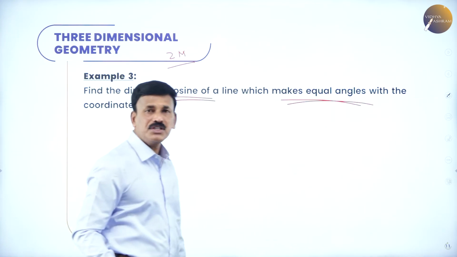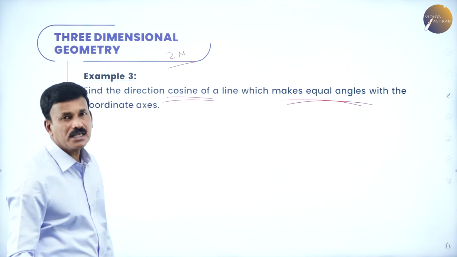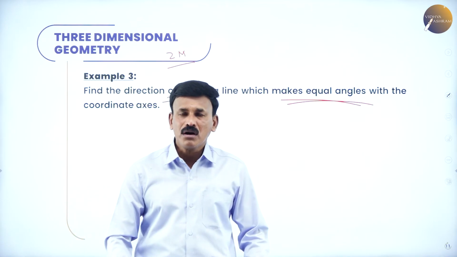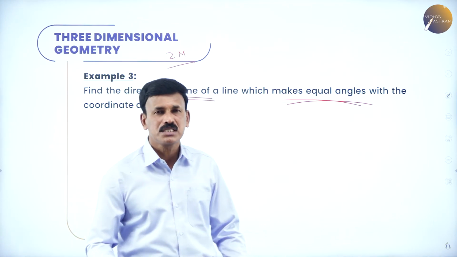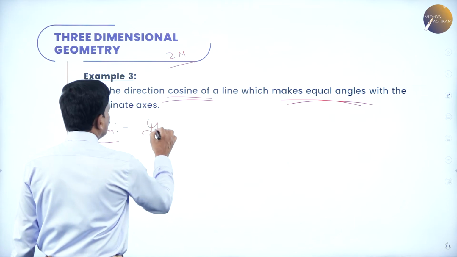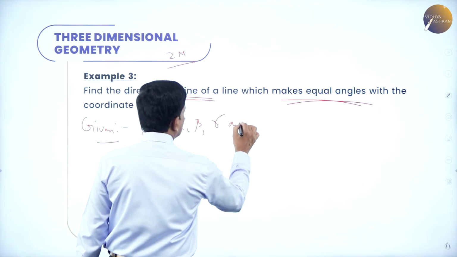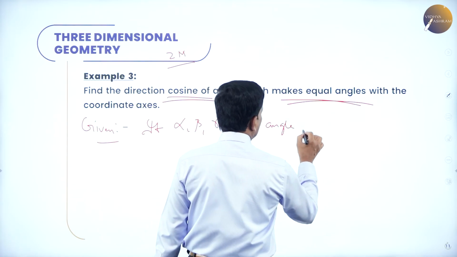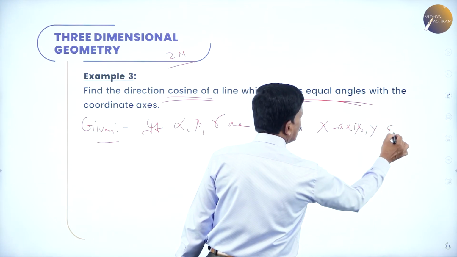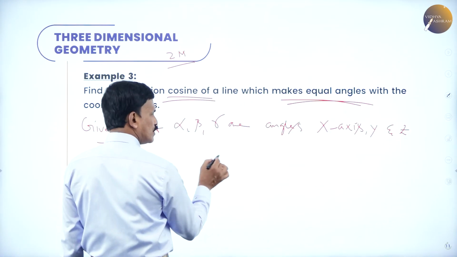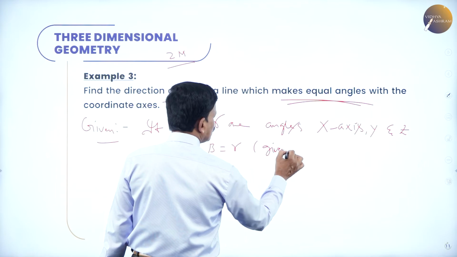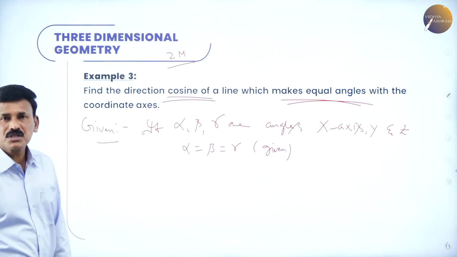The angles are equal with the coordinate angle. Equal angle with x-axis, y-axis and z-axis means alpha, beta, gamma are equal. Alpha is equal to beta is equal to gamma. That's it. So what is given here? Given that alpha, beta, gamma are the angles made by the x-axis, y-axis and z-axis. Alpha is equal to beta is equal to gamma. This is the given condition.